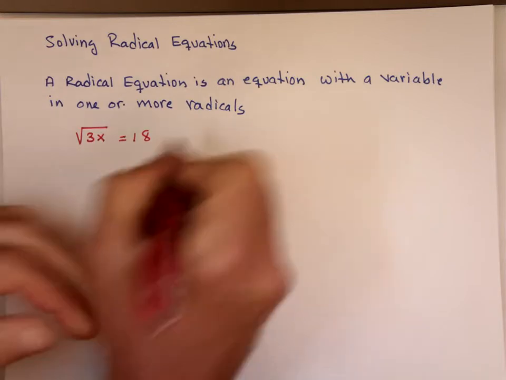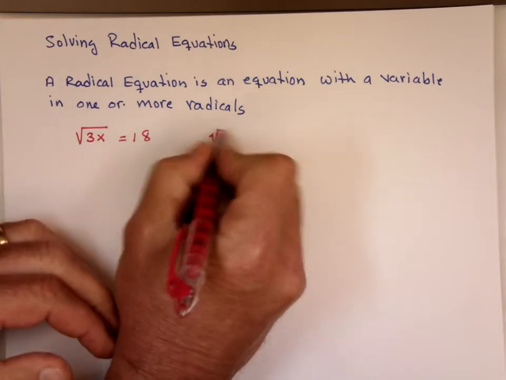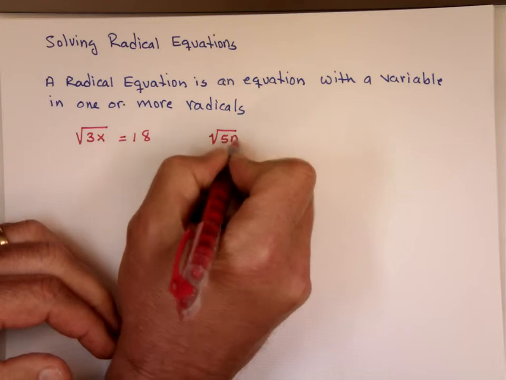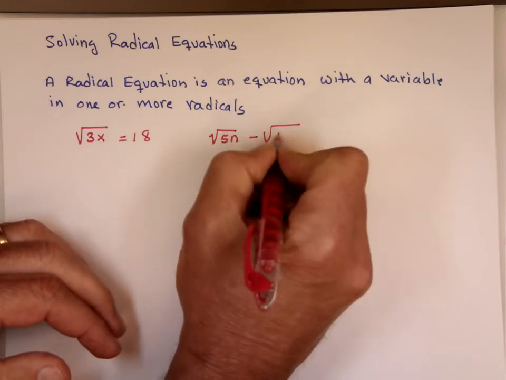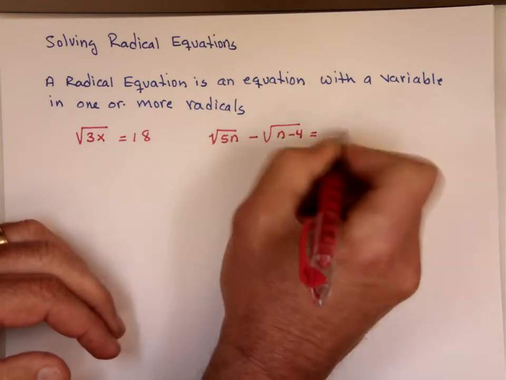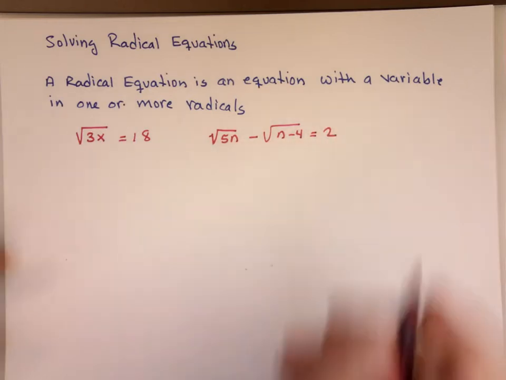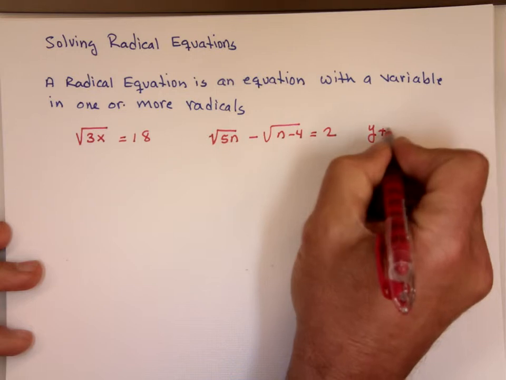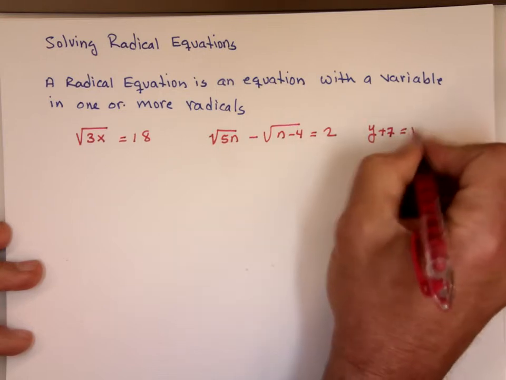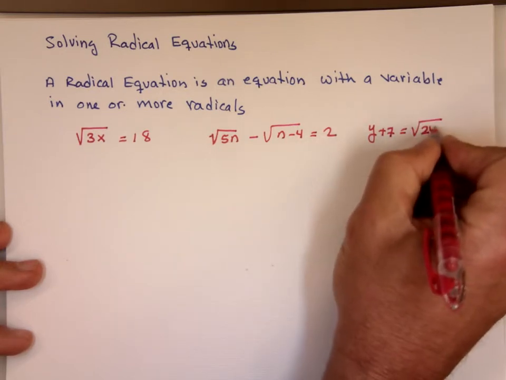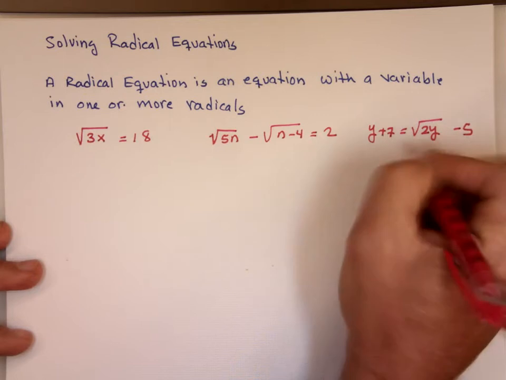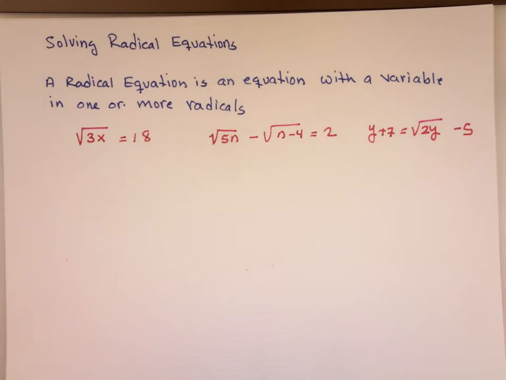Or it could be something like the square root of 5n minus the square root of n minus 4 equals 2. That's a radical equation. Or you could have y plus 7 equals the square root of 2y minus 5. All of these are radical equations.